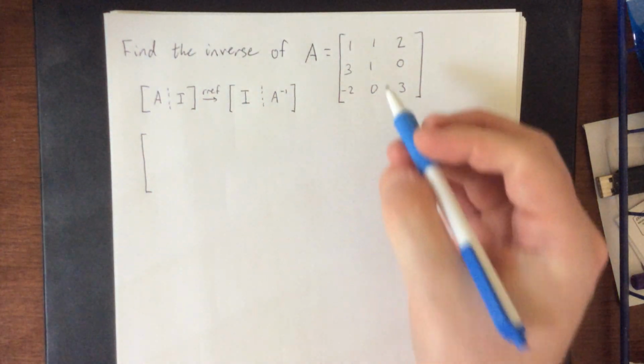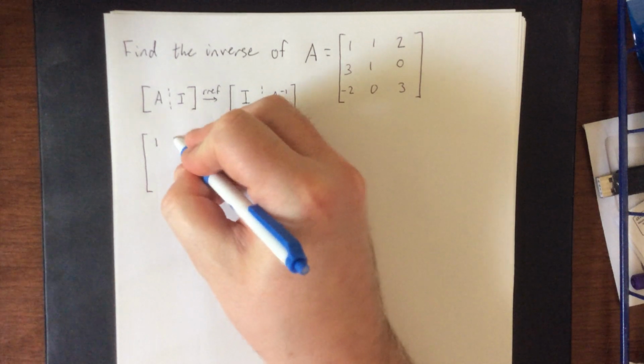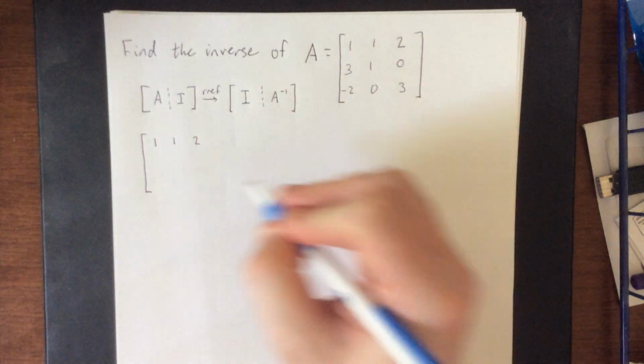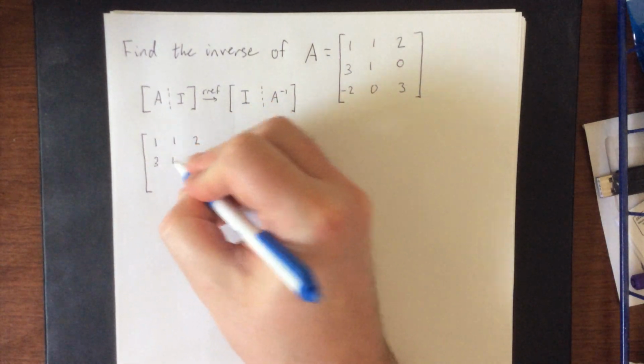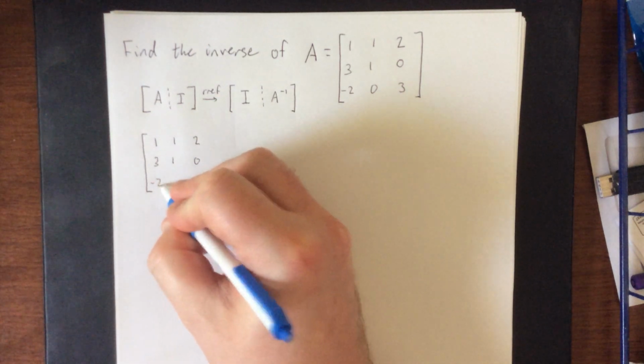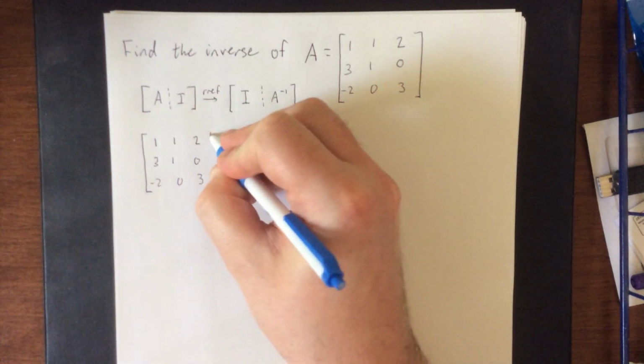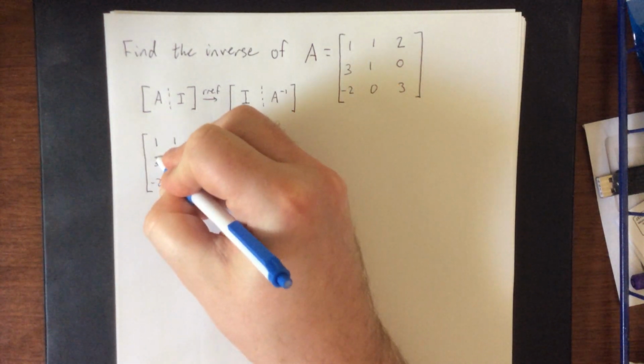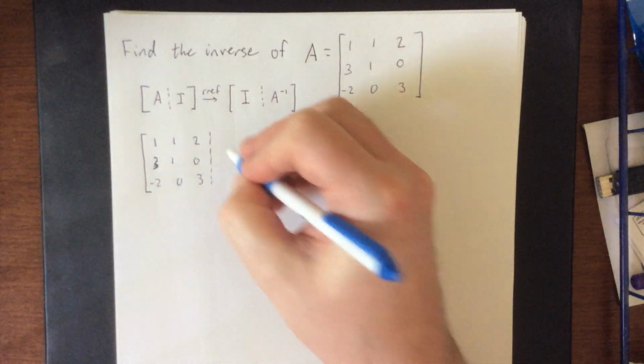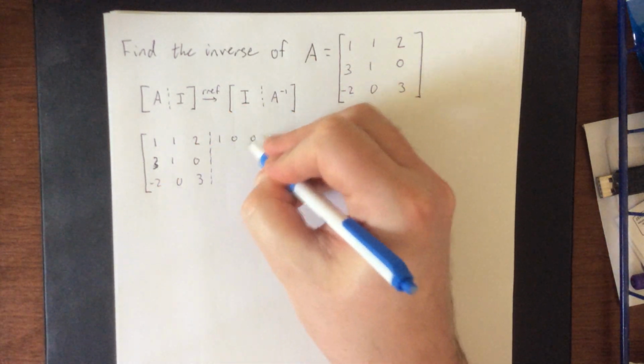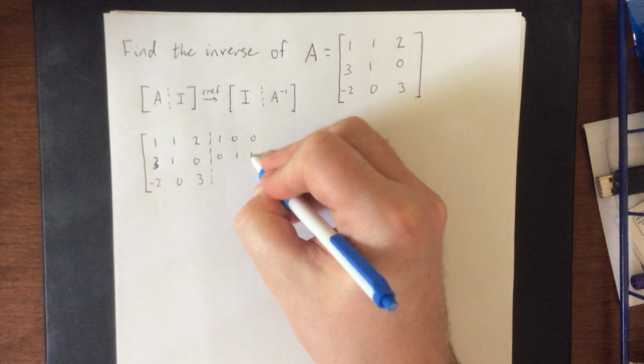So we'll start by setting up a 3 by 6 matrix. So 1, 1, 2, 3, 1, 0, and -2, 0, 3 will go to the left of the augment. And to the right of the augment, we're going to be putting the identity matrix in the form of 3 by 3.